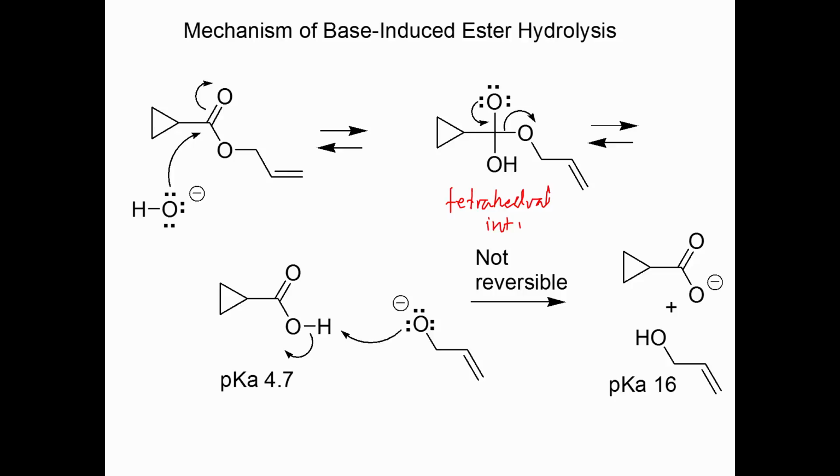Because this is a very strong acid, that proton right there has a pKa of 4.7, and this is a strong base. This is the conjugate base of an alcohol, which has pKas of 16 to 19. This last step is not reversible, and it's because of this last step that we don't call it the base-catalyzed reaction. Okay, so it's not catalytic because we can't stop this last acid-base reaction right here.